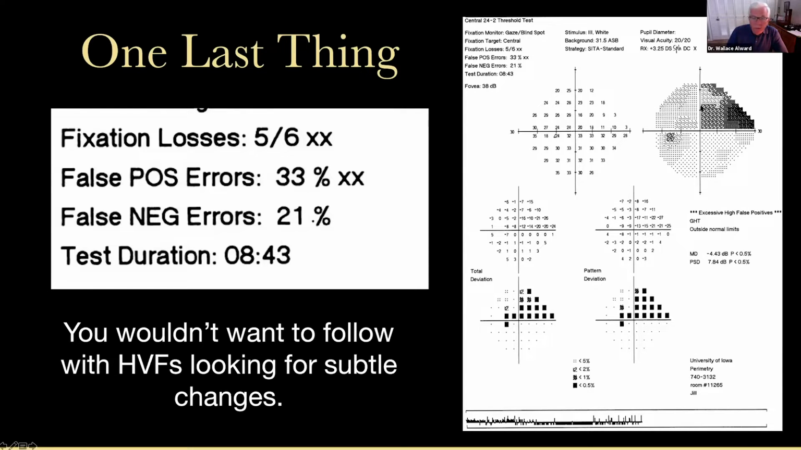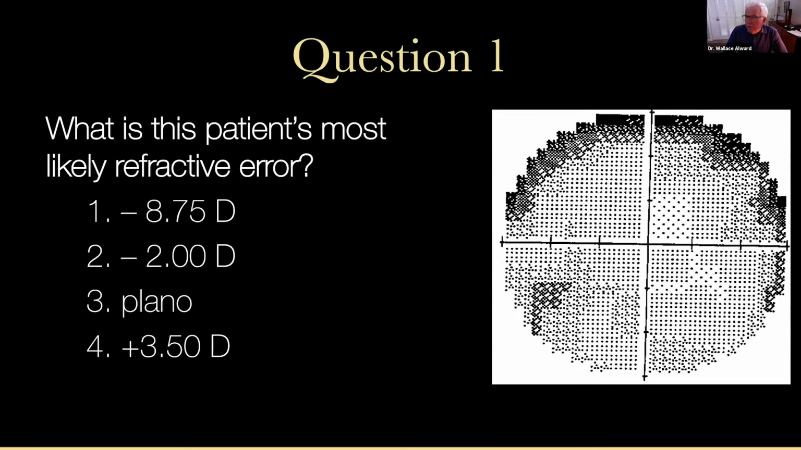But this is real, and so I just want to close with that. I don't want to throw everything away. So let me go back and see if we've learned stuff here. This patient's most likely refractive error is minus 8.75, minus 2, plano, or plus 350.